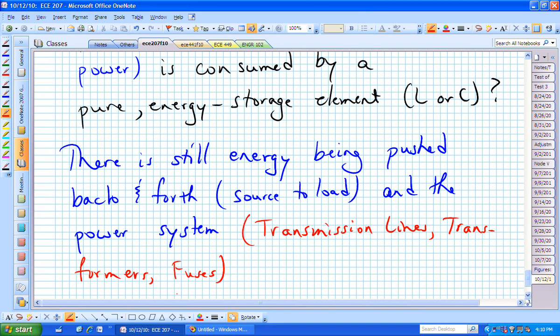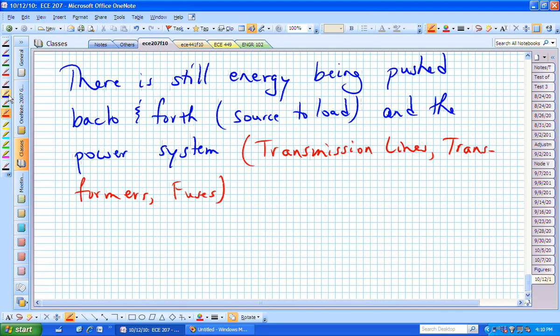Transformers are going to allow the power company to change that voltage, either step it up or step it down. And it is maybe to their advantage to step it up to transmit it. Then there's not as much current to deliver the same amount of power, because now your voltage is really high, the current's not very large, and you don't have as many I squared R losses, or your I squared R losses are reduced. But there's still energy being pushed back and forth, source to load, in the power system.